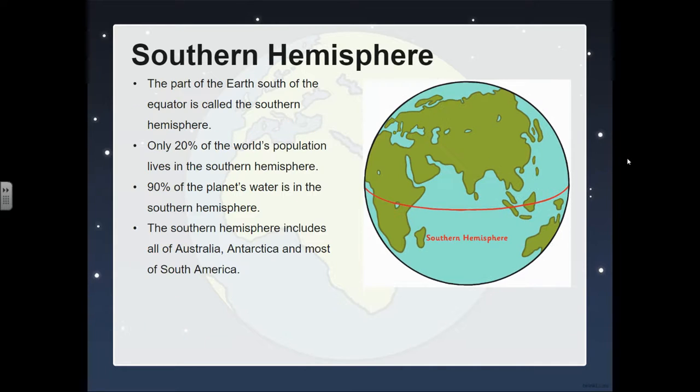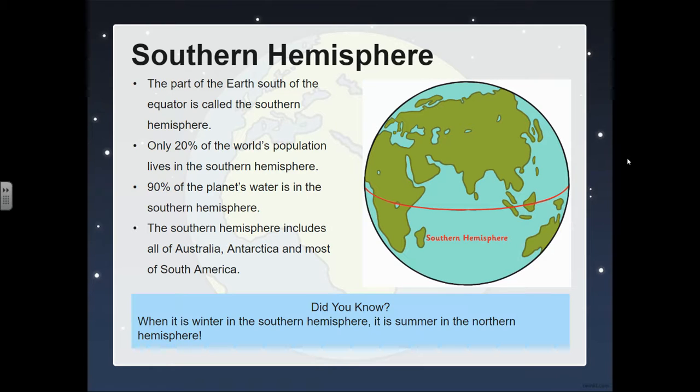All right, then if we go into the Southern Hemisphere, that's where we are, where Australia is. So the part of the Earth south of the equator is called the Southern Hemisphere. Only 20% of the world's population lives in the Southern Hemisphere. 90% of the planet's water is in the Southern Hemisphere, and it includes Australia, Antarctica, and most of South America. All right, so we're in the Southern Hemisphere, which is below that imaginary line of the equator.